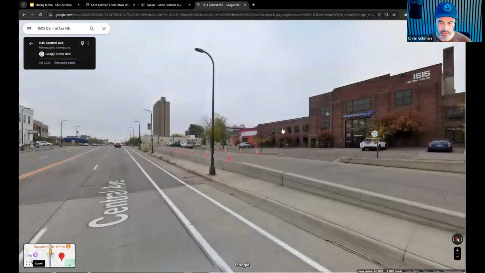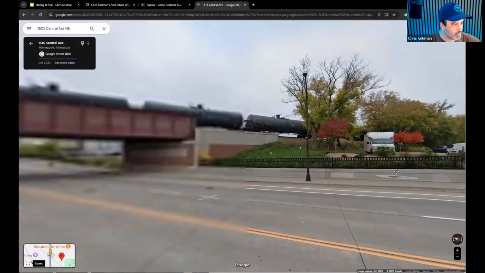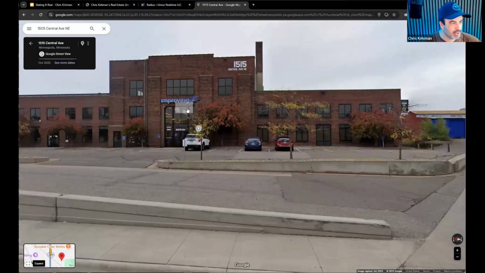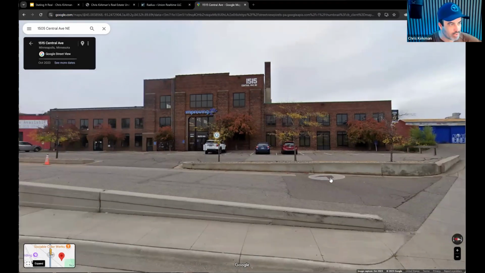Can everybody see the Google, or is that what's showing up on your screen? Thumbs up. Everyone follow me. Okay, cool. All right, so taking a look at this, there's the train kind of going by right there. And it looks like this is the building that you're trying to grab. Is that correct, Ryan? This building?